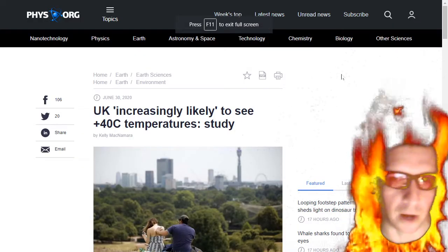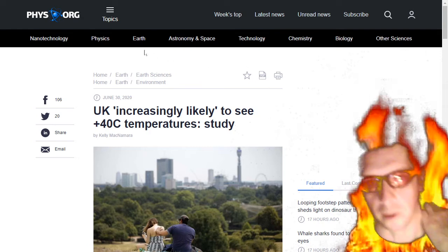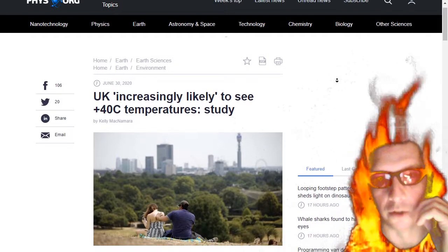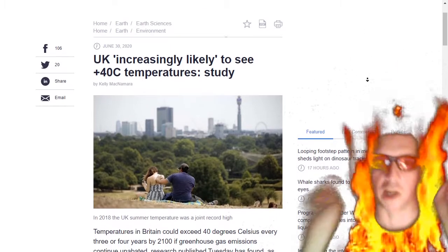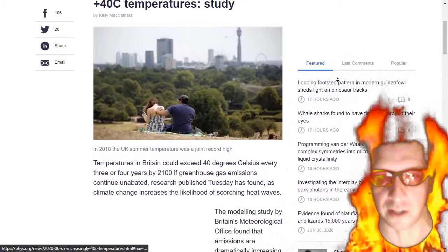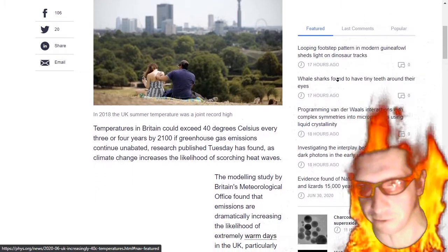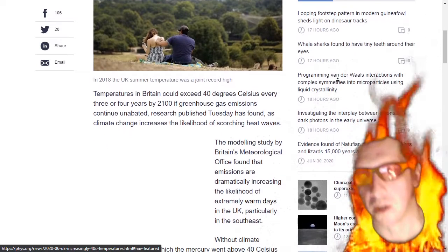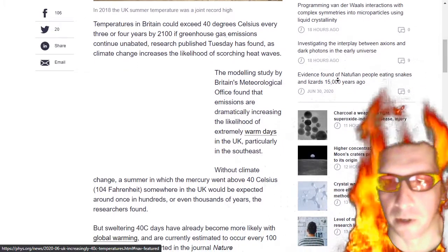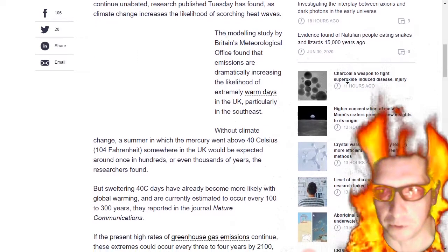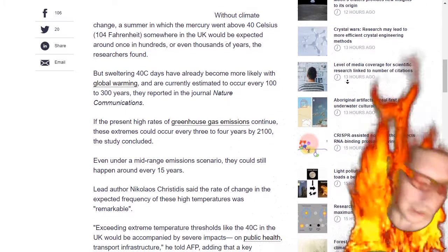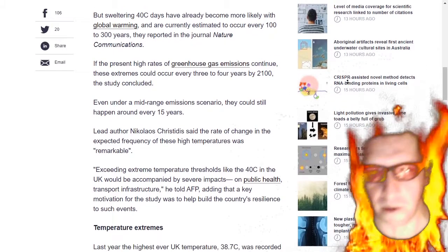Let's talk about some climate alarmism. Here's a phys.org article. And by the way, phys.org's Earth section is rife with sharticles. Here's one. UK, quote, increasingly likely, end quote, to see plus 40 degrees C temperatures, which is about 104 degrees Fahrenheit for all you non-metric types, every 3 or 4 years by 2100. And this has probably got to do with some terribly ridiculous computer modeling associated with carbon dioxide being the climate control knob, which it isn't at all.